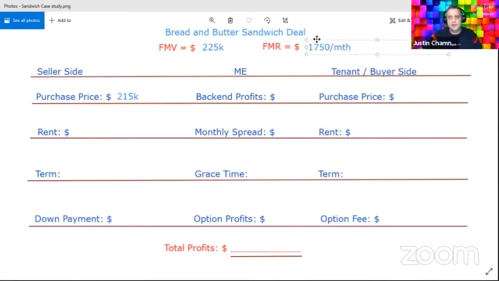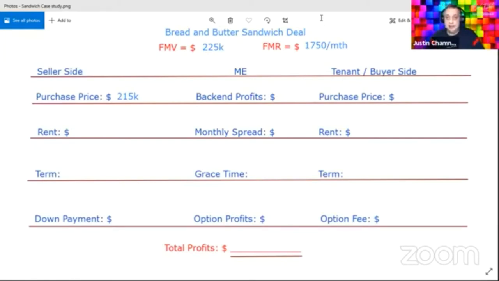Now, these are the two major indicators that I have to be aware of in order to evaluate this deal. What is the fair market value of the home? How do you find that out? FMV, fair market value. PropStream, sometimes Zillow, other places. Comparable sales is the correct answer. But fair market value, $225,000. Fair market rent, what does the neighborhood rent for? Well, this particular neighborhood rents for about $1,750 a month, okay?